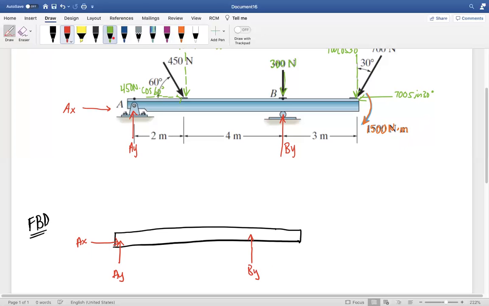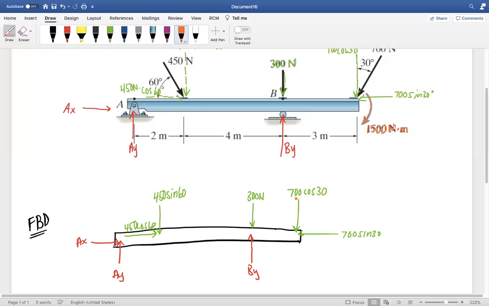Okay, and then we have our force components. So here is our 450 sine 60. And then here we have our 450 cosine 60. Same thing here, we've got our 300, which is just the 300, no sine or cosine because it's straight vertical. And then here we've got our 700 cosine 30. And then on the horizontal, we have 700 sine 30.